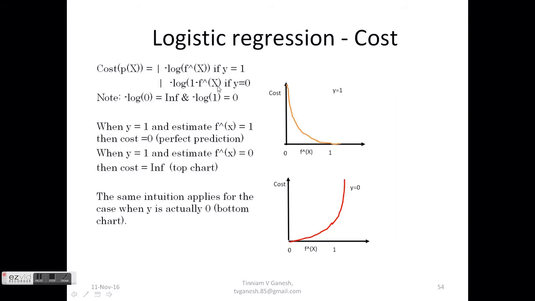Similarly, we can look at this: if y is equal to 0 and we estimated a 1, then 1 minus 1 is 0, so minus log 0 is infinity. That means it's a poor prediction. Whereas if y is 0 and we actually estimated 0, then minus log of 1 minus 0 is minus log 1, which is equal to 0. That is again a perfect prediction.